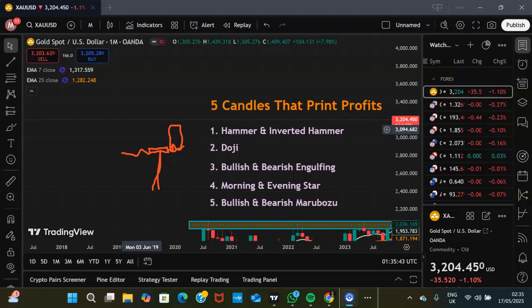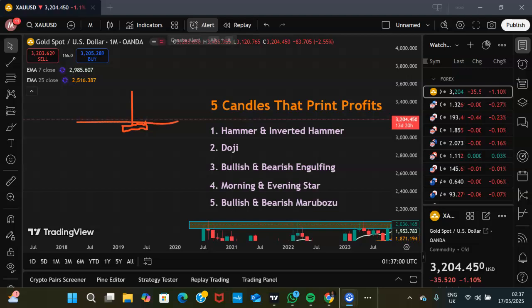Now, for the bearish version of the doji, we have the gravestone doji. The Gravestone Doji is similar to the Dragonfly Doji, only this time it is inverse. And just like I said about the hammer, you want to see them at resistance areas. And for the Dragonfly Doji, you want to see it at support areas, telling you that price is supposed to continue higher. And for the Gravestone Doji, price is supposed to continue lower.